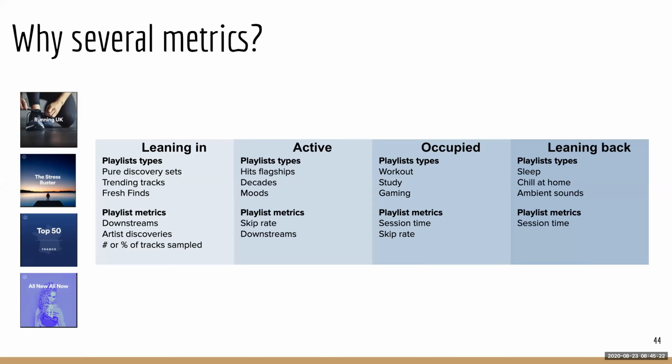This is where maybe you're looking for something new, you're looking at what is trending, you are in discovery mode. The playlist metric here is downstream: what action has happened from the click, how many artists you have discovered, how many tracks or what percentage of tracks sampled, even if you haven't listened to them fully, because it's kind of testing and so on. And you have things in the middle, leaning in, active: okay, not creating something new, I'm listening, and if I don't like it, I'm just going to skip it. A bit more occupied, background music and so on. So again, even within a playlist, we need different metrics.